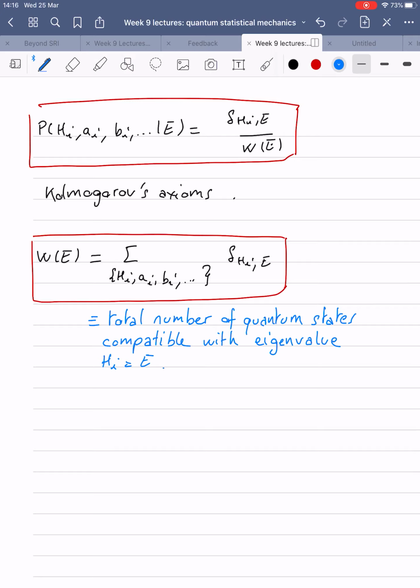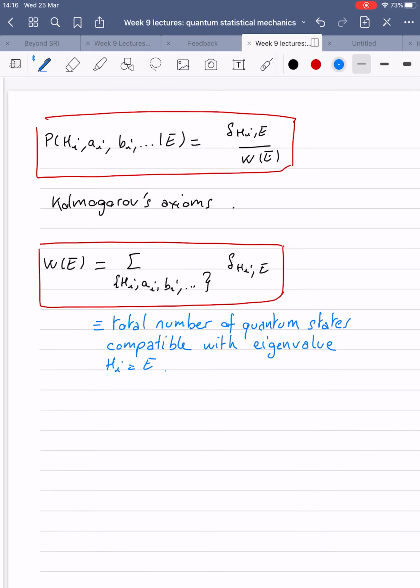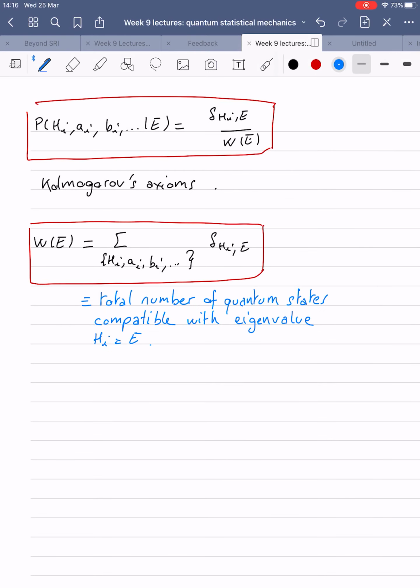Now what we are going to see later is that this W here, the total number of quantum states, has a direct connection to what you may have seen about entropy. In particular, there are things having to do with the initial Boltzmann formula, but also a connection with what we have seen in classical statistical mechanics, namely the density of states. We'll see that in the next video.